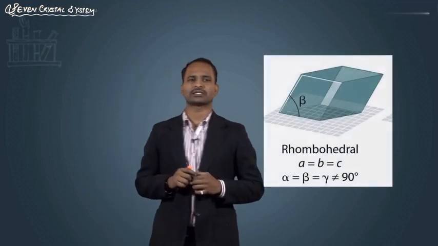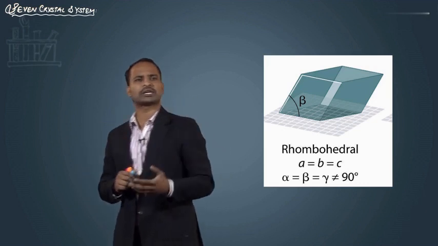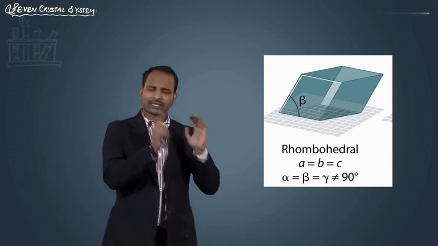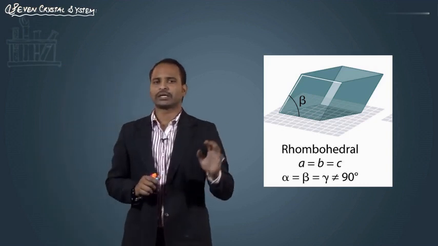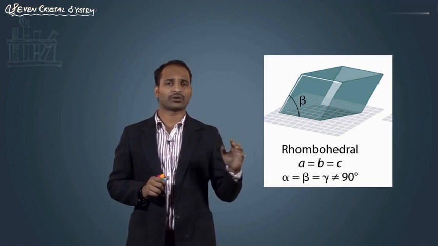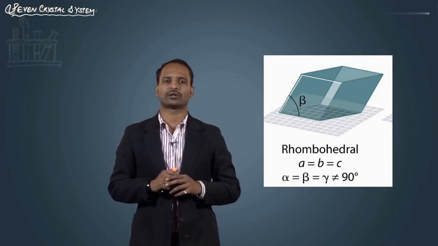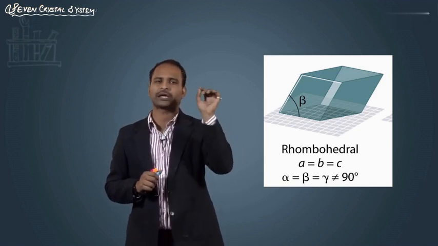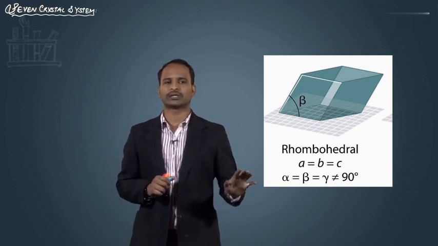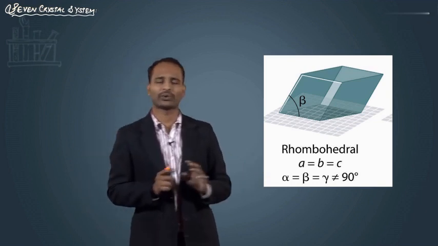The 6th one is called rhombohedral. Rhombohedral is like a rhombus, where all the sides are equal, but all the angles are not equal to 90 degrees. So the same thing is here also. All the sides are equal, that is A is equal to B is equal to C, but all the angles are not equal to 90 degree, and it is in a slanting condition because the angles are not 90. For rhombohedral, just keep in mind the word rhombus: all sides are equal, A equal to B equal to C, but alpha is equal to beta is equal to gamma is not equal to 90 degree, meaning no angle is 90.